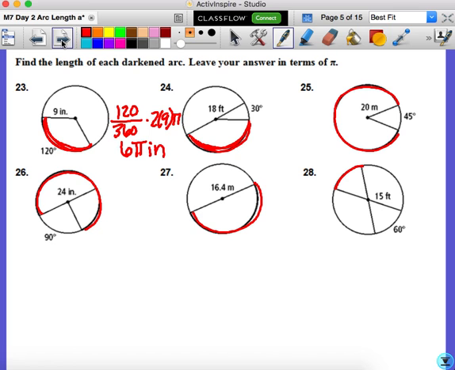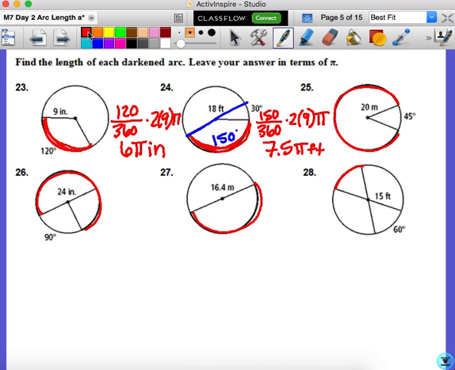Now for the next one, we don't know the measure of that arc, but we know the one beside it is 30 degrees, and we have a diameter right here forming a semicircle from here to here, which we know should be 180 degrees. So if I've got 30 degrees here, I've got 150 degrees here. So I'm going to say 150 out of 360 times 2 times pi times my radius, and since 18 is my diameter, my radius is 9. So 150 out of 360 times 2 times 9 gives me 7.5 pi feet.